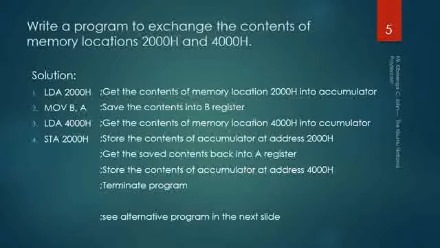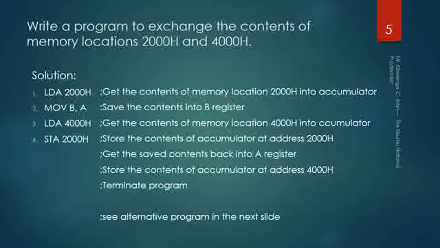What is now in the accumulator is the content of memory 4000. We can store it directly into memory address 2000H. Now we have what was in 4000 placed in 2000. Now we need to place what was in 2000 into memory 4000.